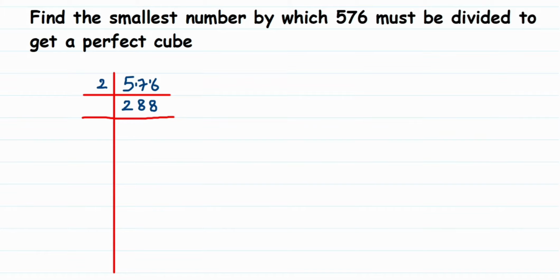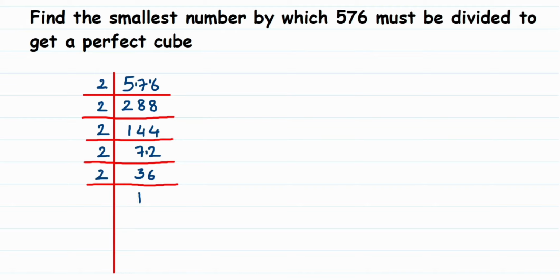Again, 288 is an even number, so we'll take 2 as a prime number. 2 1s are 2, 2 4s are 8, and then 2 4s are 8. Then again 144 is an even number, so we'll take 2 as a prime number. Then 2 7s are 14 and 2 2s are 4. Then 72 is again an even number, so 2 3s are 6, 1 is left, so 12. 2 6s are 12. Now 36 is again an even number, so we can take 2 again as a prime number. So 2 18s are 36.